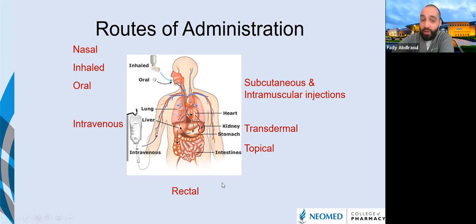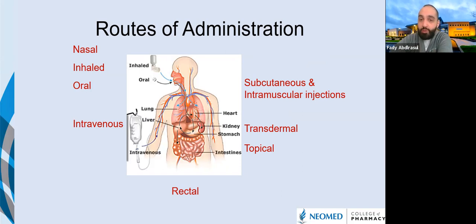The rectal route as well, so suppositories are a way to administer medications. Subcutaneous or intramuscular injections, a lot of our vaccinations are subcutaneous or intramuscular injections. Subcutaneous means just under the cutaneous, the skin layer. Intramuscular injection goes a little deeper, into the muscle.